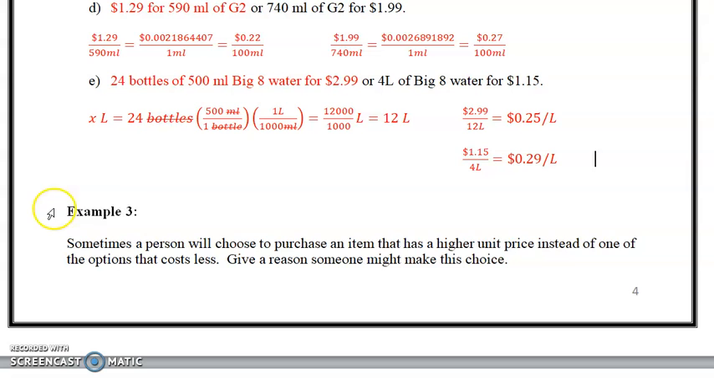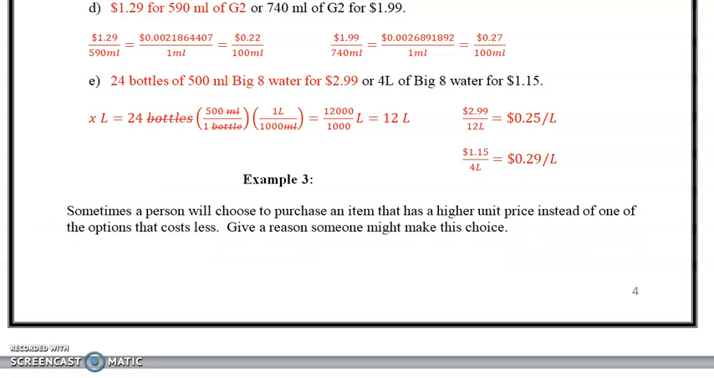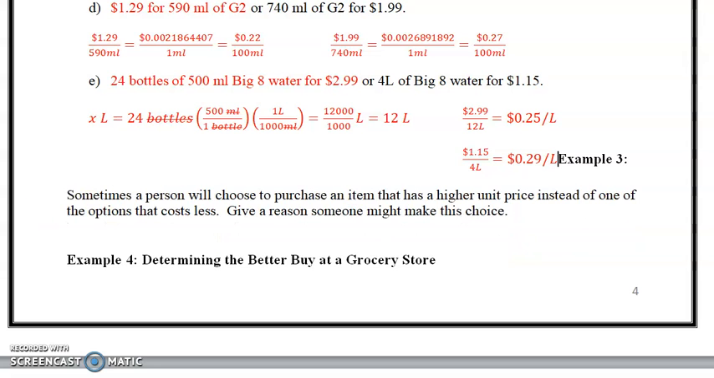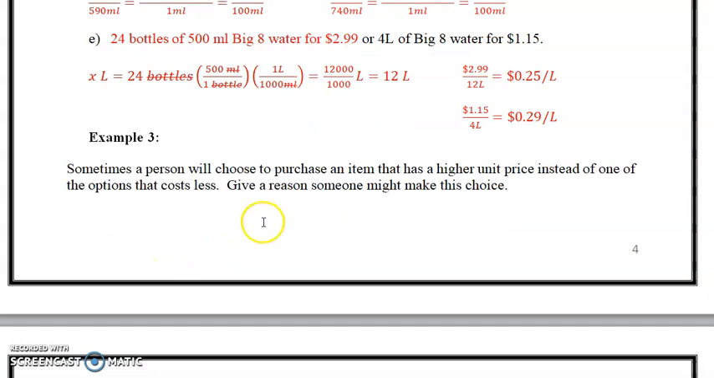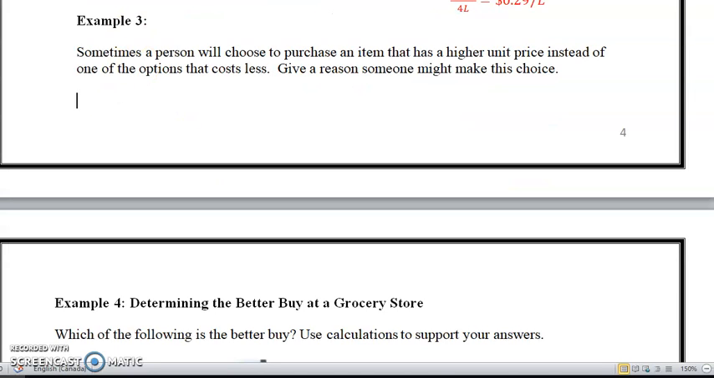Okay. So next up is example 3. Sometimes a person will choose to purchase an item that has a higher unit price instead of one of the options that costs less. Give a reason for your choice. Now, some of the reasons people would purchase an item that is a higher unit price could be, and this is not the only answers, this is just a few, could be the brand, could be the loyalty.